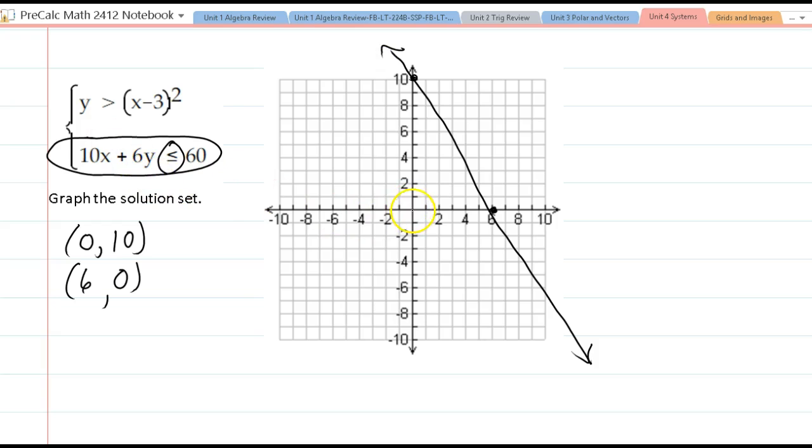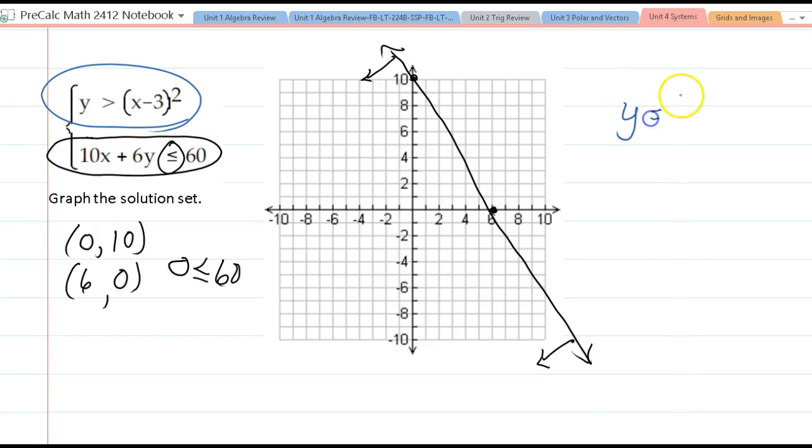And we can do our test point of (0, 0). If I plug in (0, 0), it does indeed equal less than 60. So that means we're going to shade in this direction. I'm going to pick up a different color, and let's talk about the equation y is equal to (x minus 3) squared. I think a big problem that we had with this one is remembering what it means when we have x minus 3 in terms of our transformations. This will transform our parabola 3 units to the right.